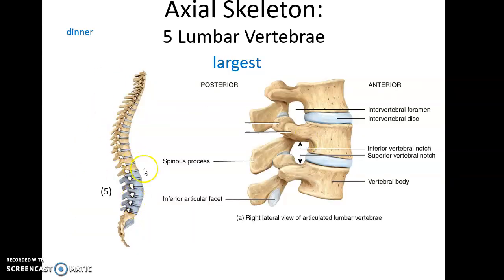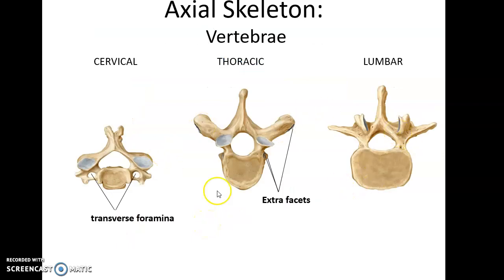Lumbar vertebrae. Lumbar vertebrae are the biggest, heaviest. They have to hold up the most weight. They do not have extra holes. They do not have extra facets. So if you compare the 3: cervical vertebra, small, has transverse foramen, extra holes. Thoracic vertebra, medium size, has these extra facets. Lumbar vertebra, largest, and has none of those extra features.